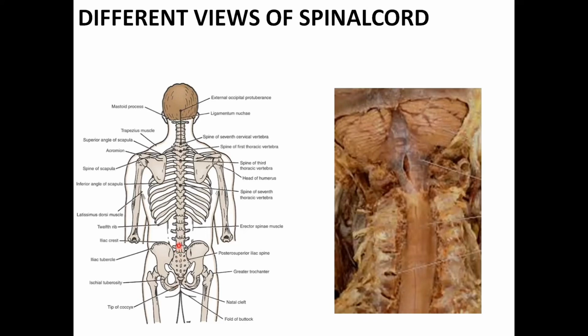It's not routinely done by the UG students, but the postgraduate students dissect it. So definitely you'll get to see specimens of spinal cord in the dissection hall. One thing that I want to highlight is, since you enter the vertebral canal, the first thing that you'll get to see of the spinal cord is its posterior surface. Okay, remember that.